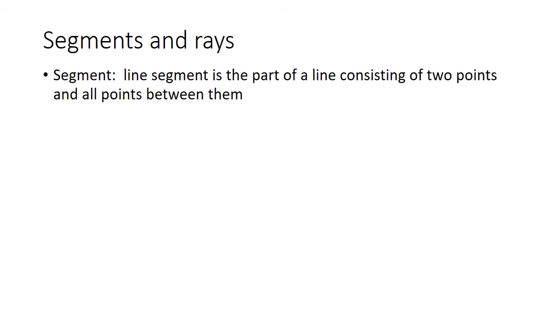Segments and rays are another couple of figures in geometry that we will be using pretty regularly, and we are going to define them using points and lines and planes. So a segment is going to be the piece of a line that has 2 points and all the points that lie in between them. So let's say we have this line here, and we've got some points on here. We've got A, B, C, and D.